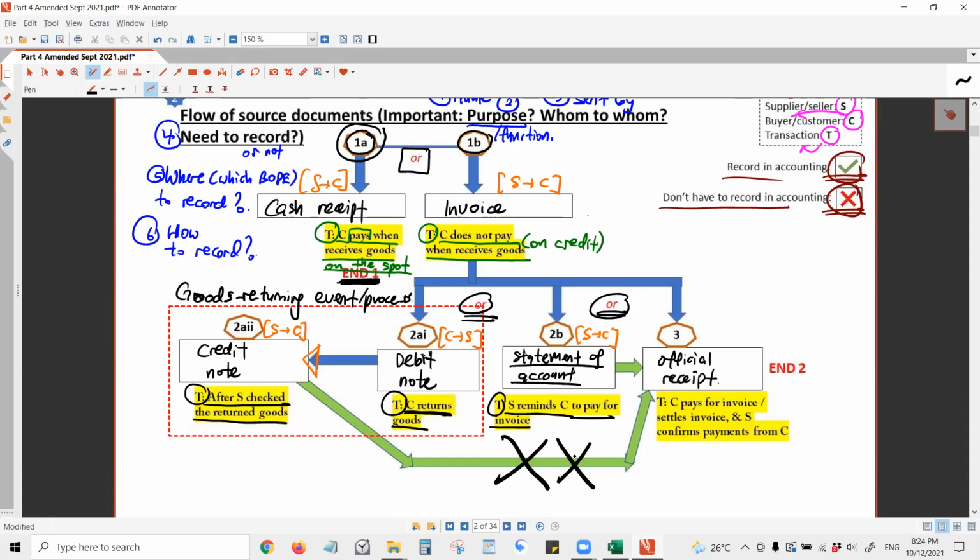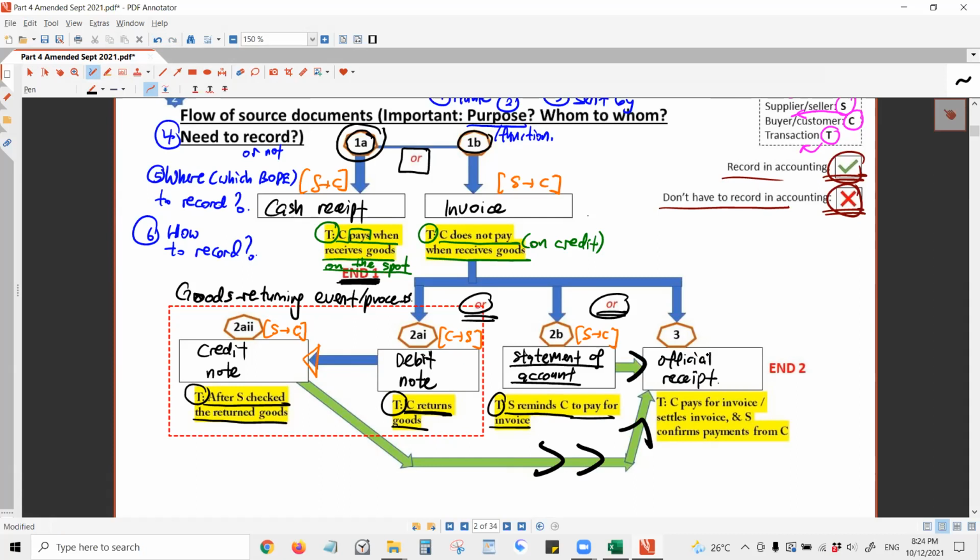But for almost all the questions, they won't return all the goods, because they want you to have more questions to do. Therefore, for sure, customers will return just a portion of goods. Therefore, finally, customers must still pay to settle the debt. Therefore, you have this arrow pointing to the official receipt.